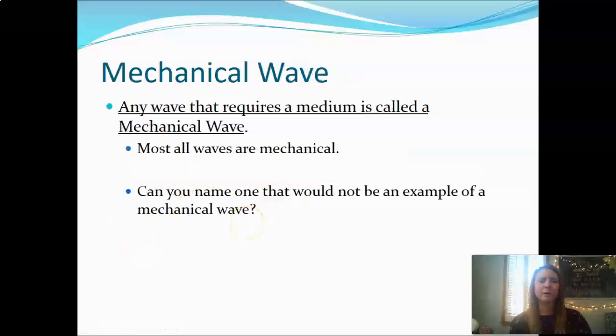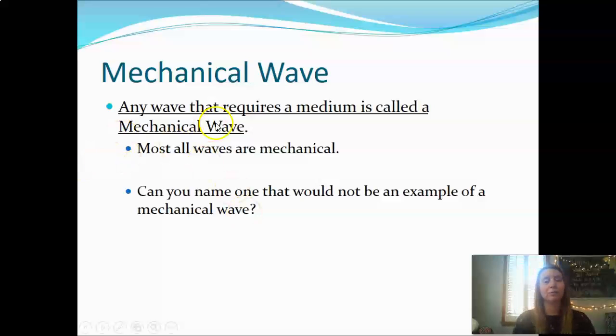So we're going to talk about a couple of different things. The first one is our mechanical wave. There are two different types of waves, either a mechanical wave or an electromagnetic wave. And a mechanical wave does need a medium to travel through. So for the rest of the notes today, we are going to talk about mechanical waves, how they can be disturbing different types of states of matter.